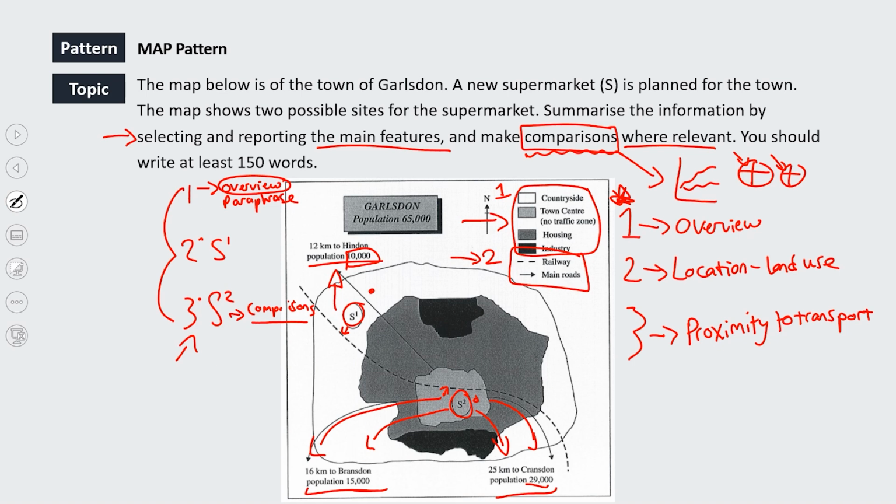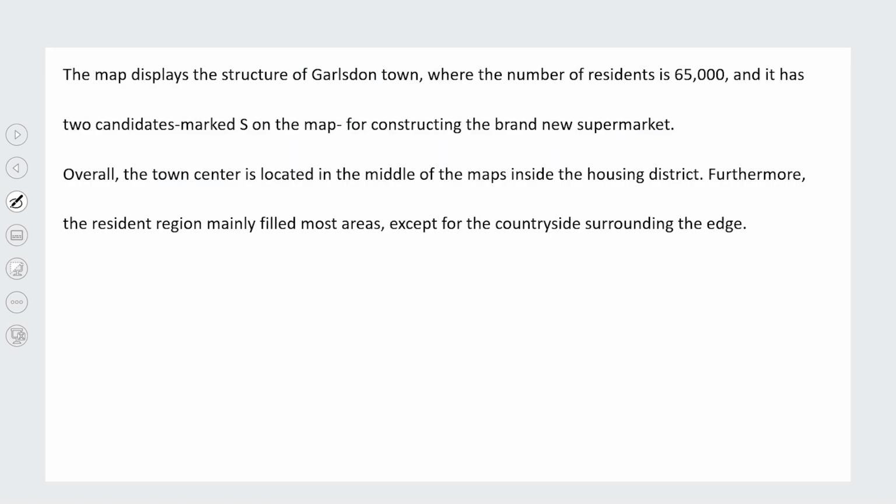So let's take a look and see what this candidate has done. We're starting with the overview section. "The map displays the structure of Galveston town, where the number of residents is 65,000, and has 2 candidates marked S on the map for constructing a brand new supermarket." This is pretty good. What I like is we've got a nice aside clause in their sentence, and then another one up here, without adding extra information in these clauses.